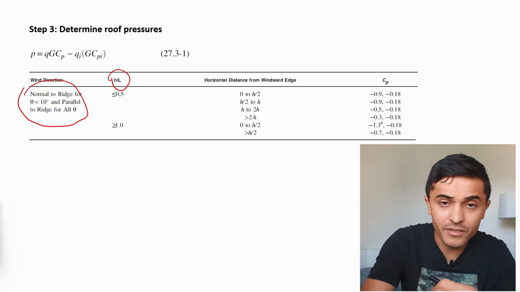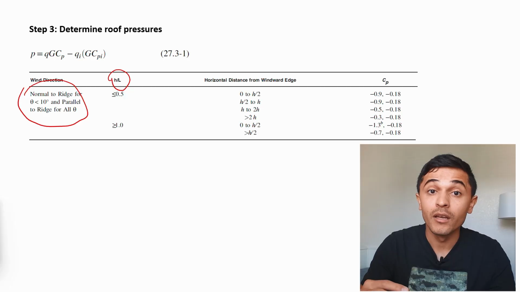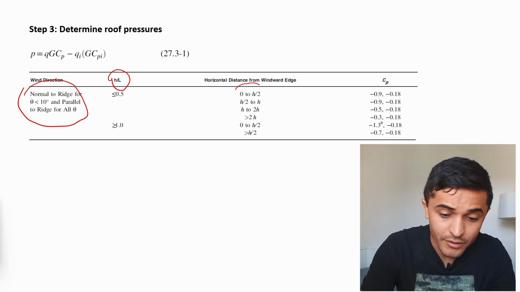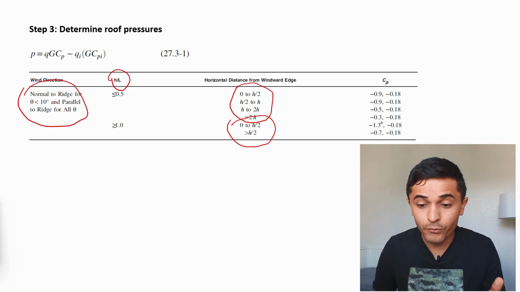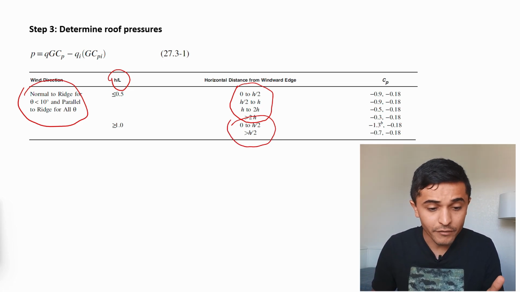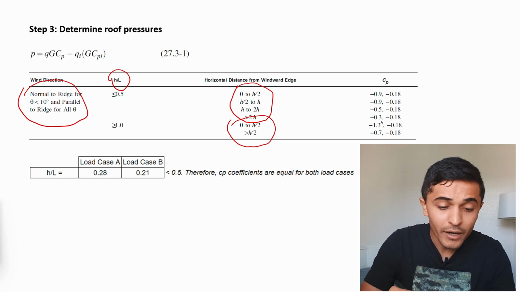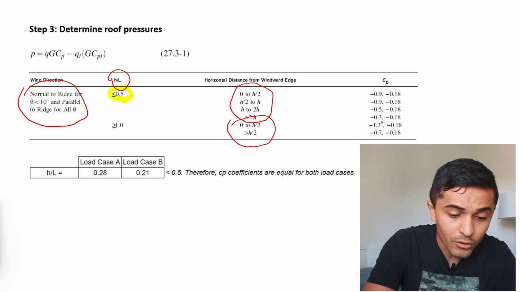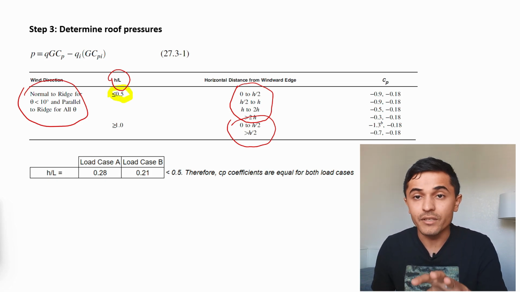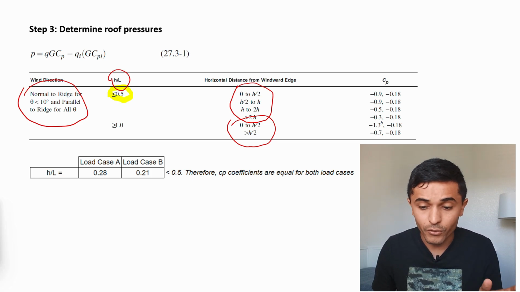So essentially we have different tables or different lines or rows on this table for different configurations of roof and different slopes. This is where we land. And you can also see here where these would get applied, and then this guy's here as well. So let's see for our load combinations. We have a factor of H over L equals 0.28 for load case A and 0.21 for load case B. So because they're both less than 0.5 and we would be falling in this category here, we're going to use the same C sub P coefficients for both load cases.